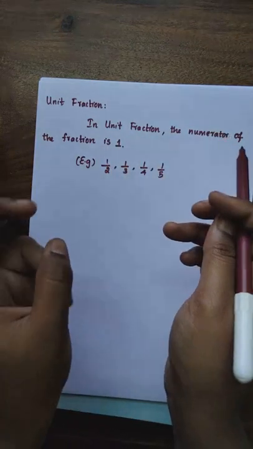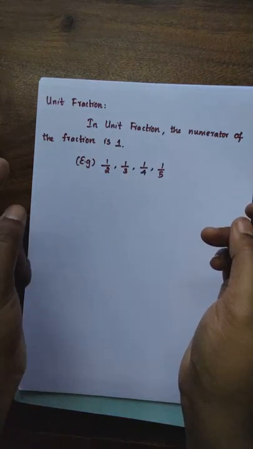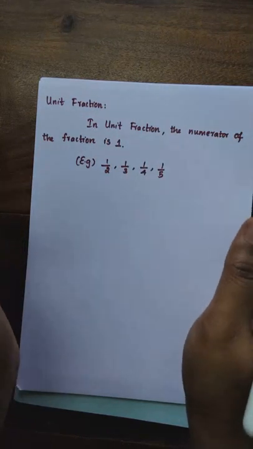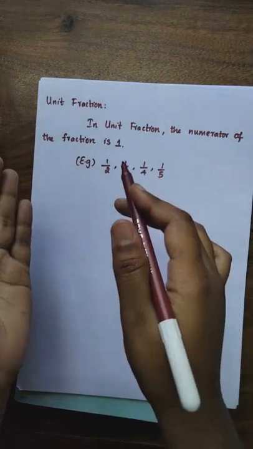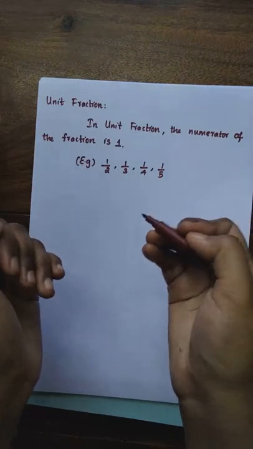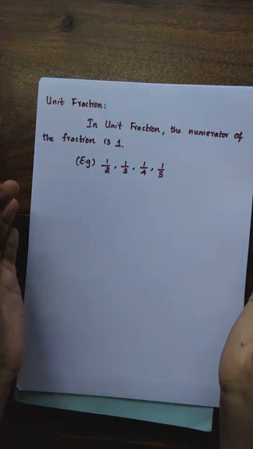If the numerator of the fraction is 1 means it is unit fraction. Don't forget, if the numerator of the fraction is 1, it is called unit fraction. For example, 1 by 2, 1 by 3, 1 by 4, 1 by 5, 1 by 6. These are all unit fraction.